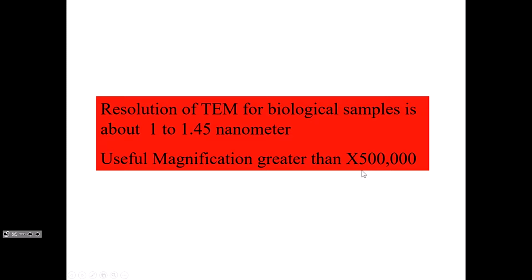There are different electron microscopes. Some are better than others. Some specialty ones can even go much higher than this, but the typical one that most universities and research labs will have does about 500,000.